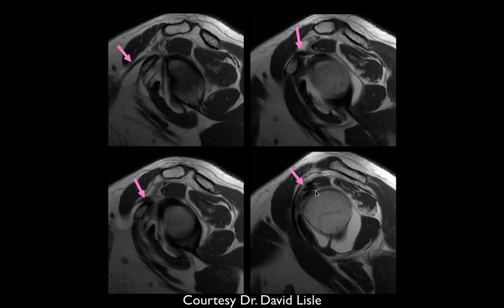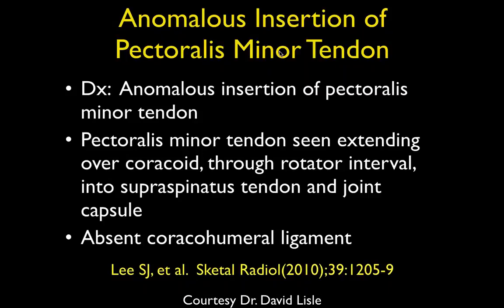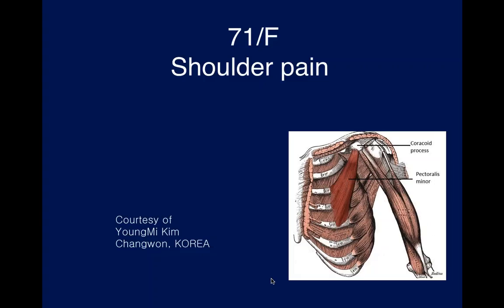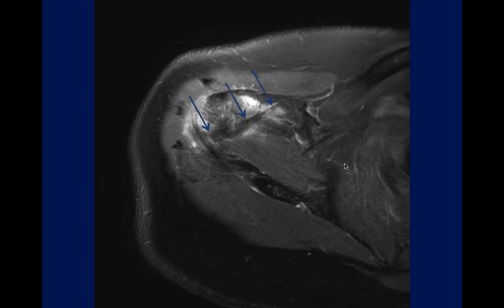Okay, so this is an anomalous insertion of the pectoralis minor tendon. I just want to show it as something to be aware of. It's a fairly uncommon congenital variation, but it can be seen here. It comes across here, and you have a variant that goes up through the shoulder in this particular process.